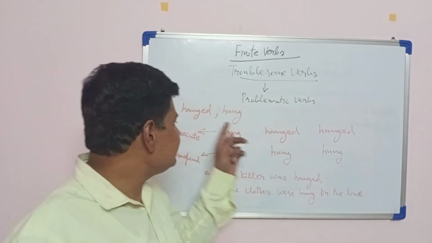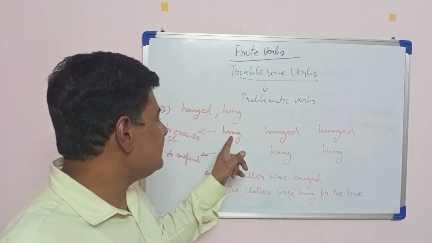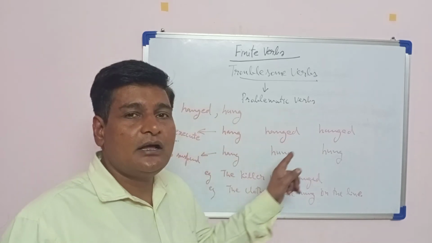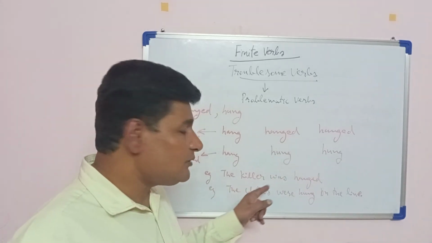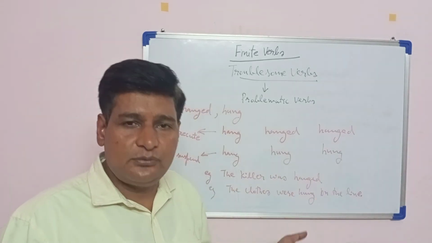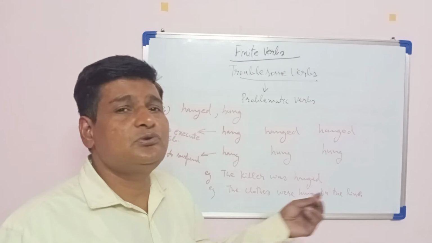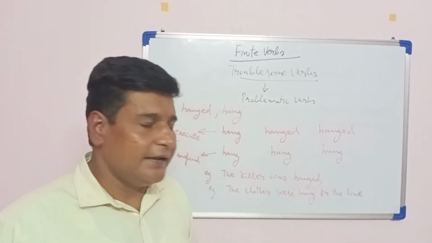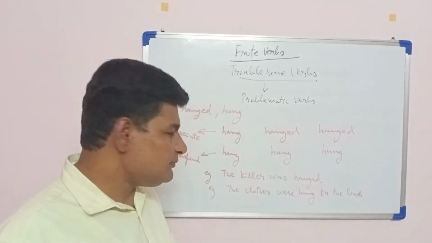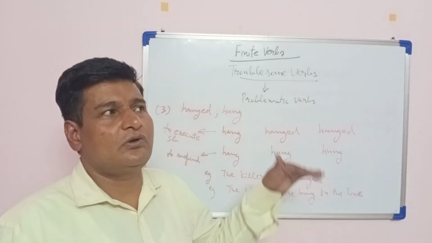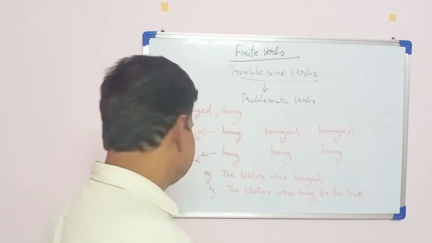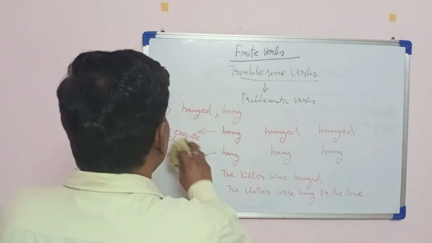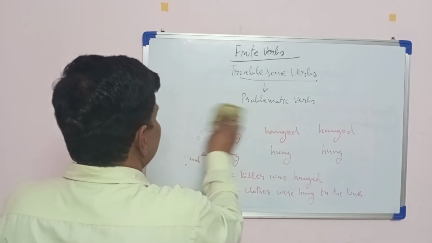Let's have a quick revision. Hanged and hung, these are the forms. Hang, hanged, hanged. Hang, hung, hung. The killer was hanged means the killer was executed. The killer was put to the gallows. The clothes were hung on the line. It simply means you have spread your clothes on a cloth line. Now see another one. Another verb.